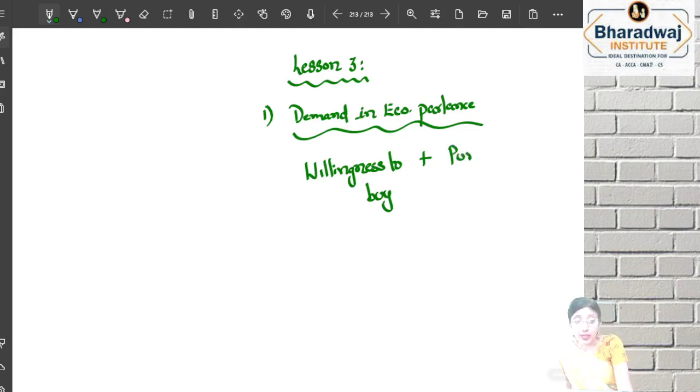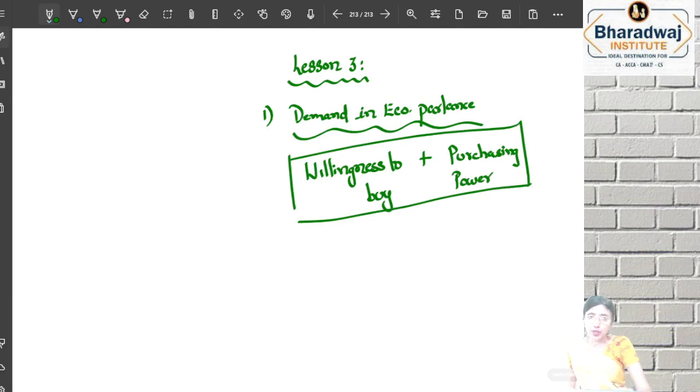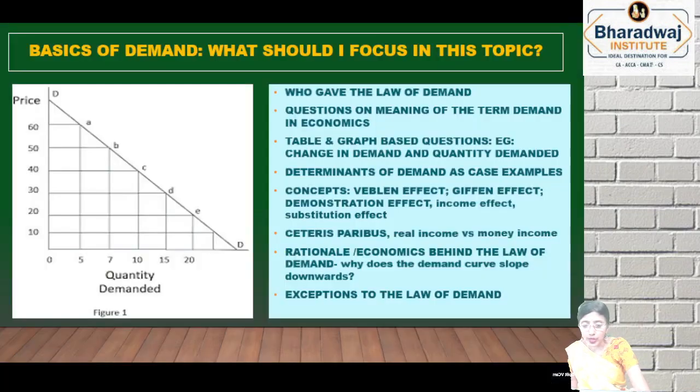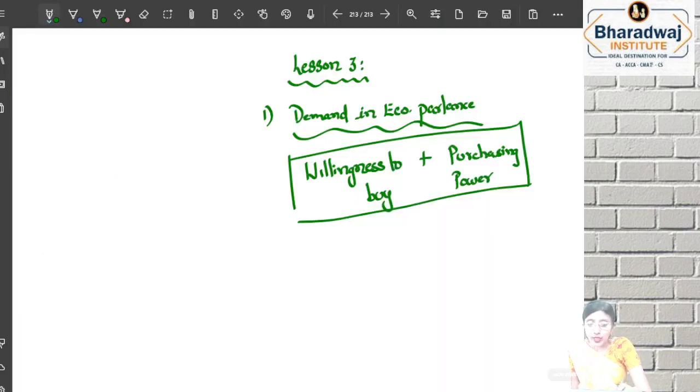So, purchasing power, that is where the economic perspective comes into picture. Willingness to buy plus purchasing power. Very important actually. For your information, I can say that it's very, very important. Please note it without fail. Now, you will have table and graph based questions. Basically graph question is you have to identify whether it's a demand curve, generally downward sloping demand curve, inverse relationship, etc.